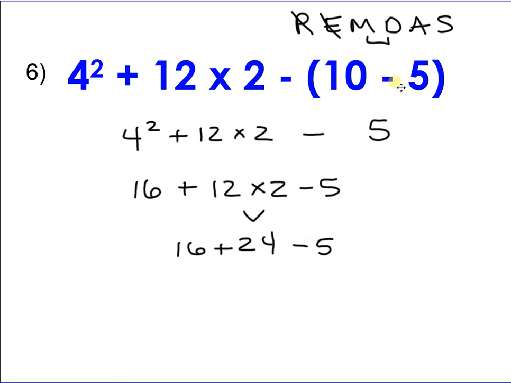It looks like I've taken care of all of my multiplication and division, so I'm going to cross those two out. I now need to take care of addition and subtraction in order from left to right. So I have some addition right here. 16 plus 24 is going to be 40, and I'll rewrite the rest of the problem. And all I have left is subtraction, so 40 minus 5 is going to be 35.